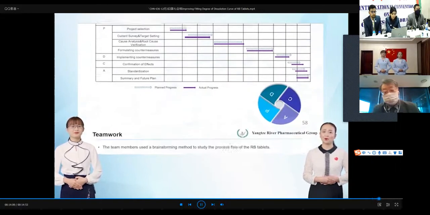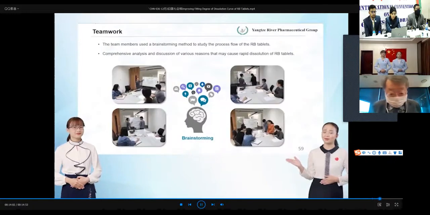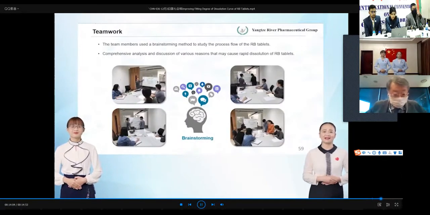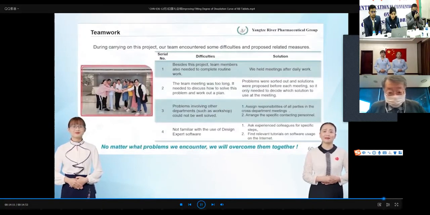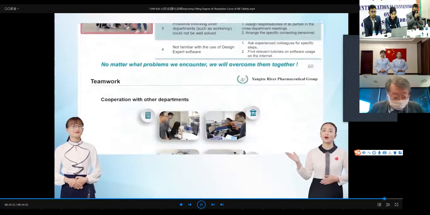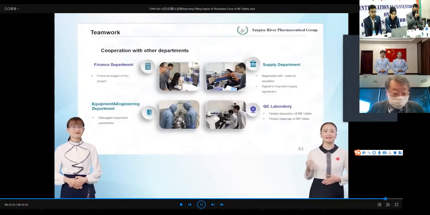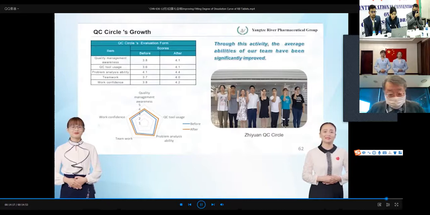As for the teamwork, the team members analyzed the causes of the problem together. And during this project, our team encountered some difficulties, but we overcame them together. We also cooperated with other departments in our company. Through this QC activity, the team members' average abilities have been improved as well.